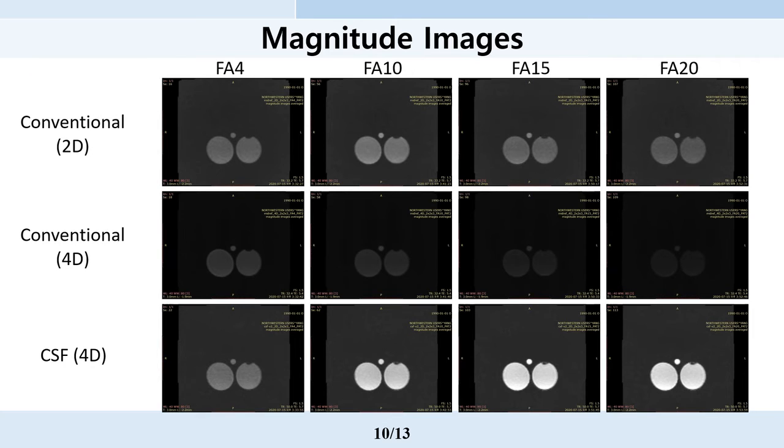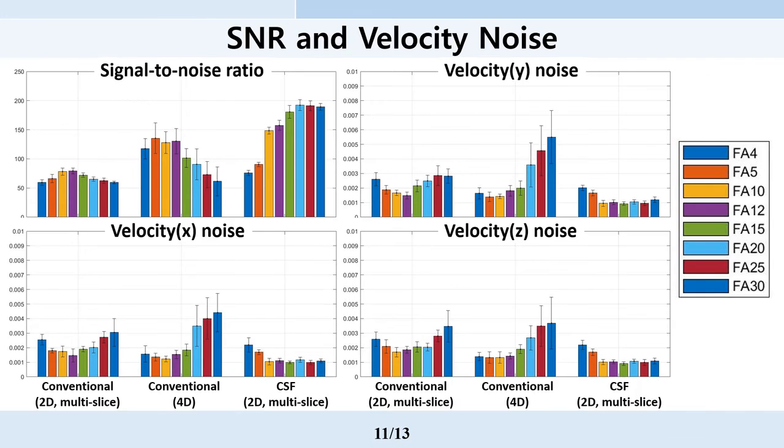These are the representative magnitude images measured by the conventional 2D and 4D sequences and the CSF sequence. As you see, the conventional sequence gives a bright image at a flip angle of 10 degrees and the CSF sequence at a flip angle of 20 degrees. This is because the optimal angle changes as the repetition time of the CSF sequence is changed. We can also check that the CSF image at the optimal angle of 20 degrees is brighter than the conventional image at the optimal angle of 10 degrees.